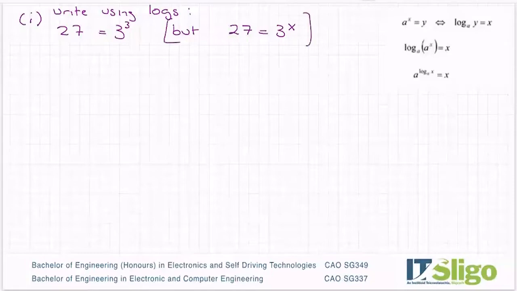This is why you need to be able to do the switch, change from indices to logs, because what you'll find is if you get the log of a number, you actually get the power. Do you see that? So the log of a number is the power to which the base must be raised to give that number.